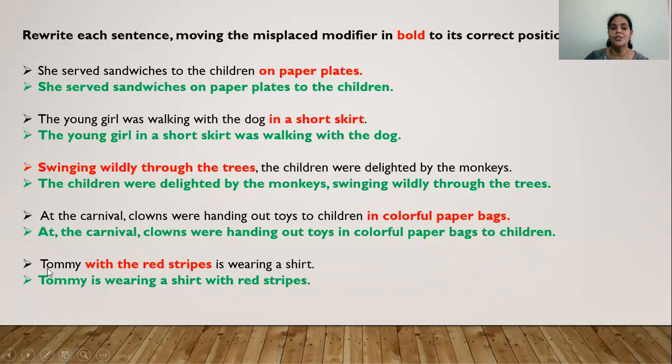The same way, the last one. Tommy with red stripes is wearing a shirt. The person will not be with red stripes, isn't it? The shirt is in the form of red stripes. So: Tommy is wearing a shirt with red stripes. I hope you understood, students, how the modifiers have been used in a wrong place, and how the context or the meaning of that particular sentence changes.